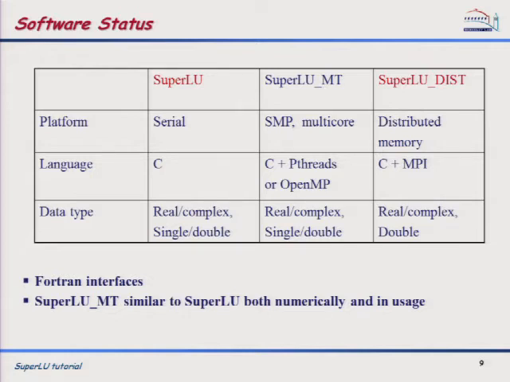So that one uses Pthreads or OpenMP, right? And there is the distributed version that's implemented on top of MPI, as all other libraries you have heard about during this workshop. The precisions come in real, complex, single, and double, right? And it also provides interfaces for Fortran. So the multi-threaded version is similar to the serial version, both numerically and in usage. The difference here is perhaps SuperLU_DIST, because of the way the data is distributed.